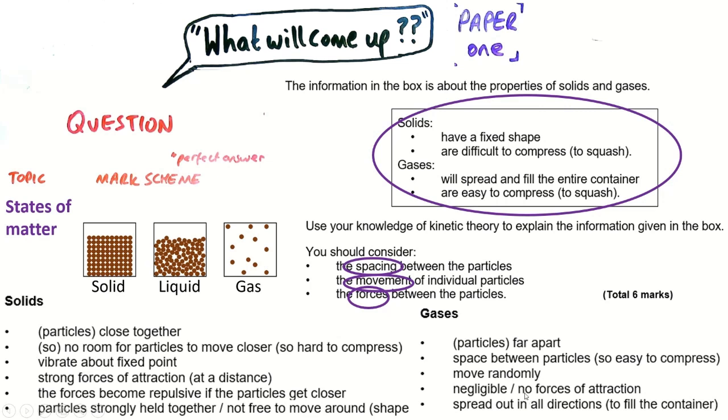So make sure you're linking those properties to what it asks you to explain here, and you can do it in bullet points, like I said earlier in the video, to help keep track of what you're talking about, because there's three different things you need to talk about for solids and gases.